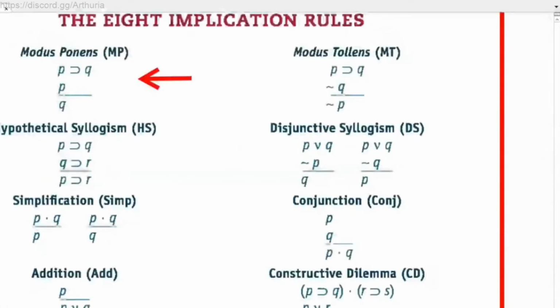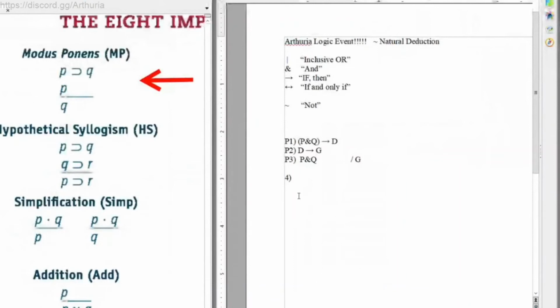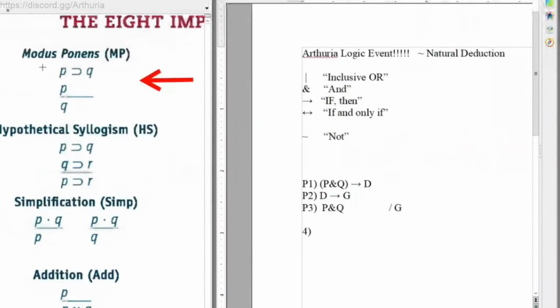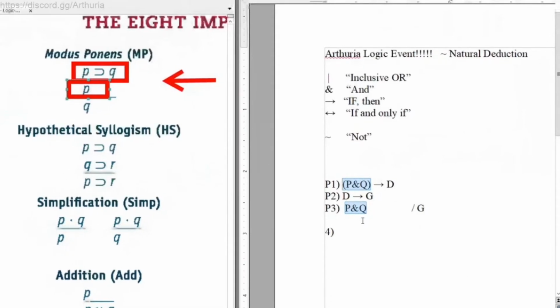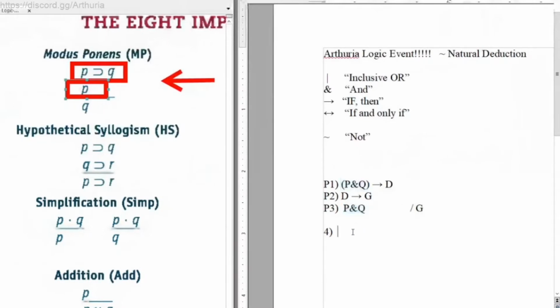So remembering our Modus Tollens rule, it says that if I have if P then Q, and I have the left side, then I can write the right side. So I notice that this P and Q here is the left side of this if-then statement. So then I can write D, and I will write the shortcut MP, and I am using lines 3 and 1, because lines 3 and 1 match up with the form of modus ponens. So I can write 1, 3.